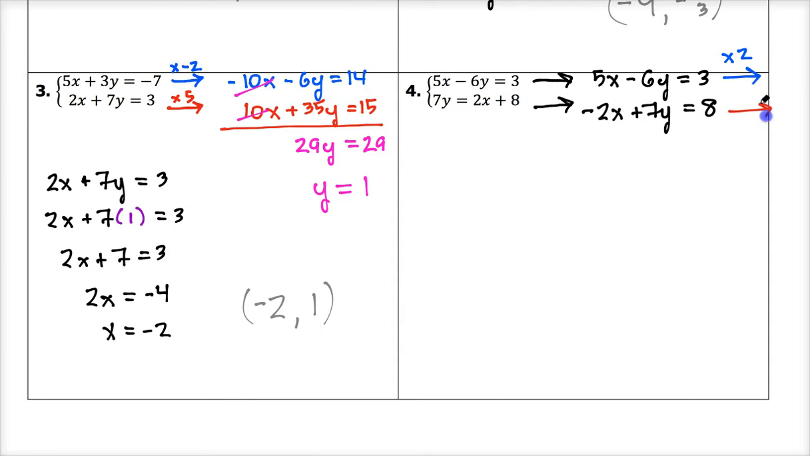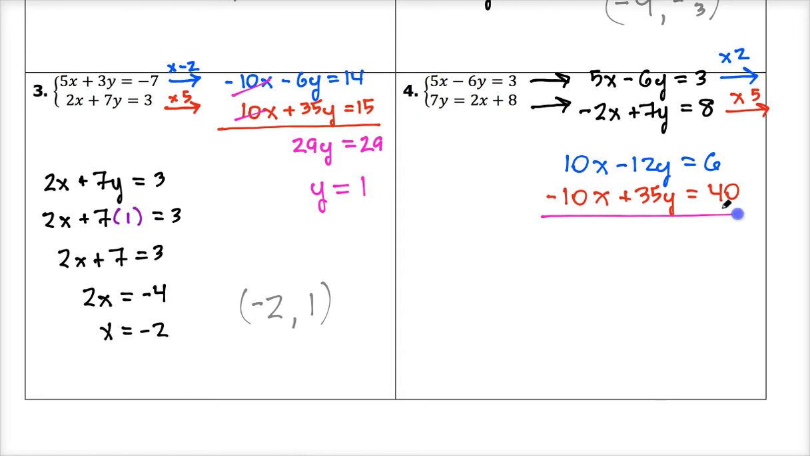So top equation, positive 2, bottom equation, positive 5. I end up getting 10x minus 12y equals 6 then for my top equation, and the bottom equation, negative 10x plus 35y equals 40. So I eliminate my x terms. I get 23y equals 46 here, and so y is equal to 2.